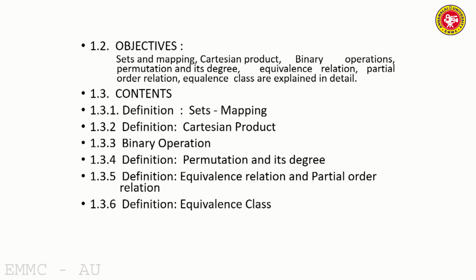The objectives of this lecture are sets and mappings, Cartesian products, binary operations, permutation and its degree, equivalence relation, partial order relation, and equivalence classes, explained in detail. First, we have the definition of a set, and then mapping and Cartesian product, binary operation, definition of permutation and its degree, definition of equivalence relation and partial order relation, definition of equivalence class, etc.